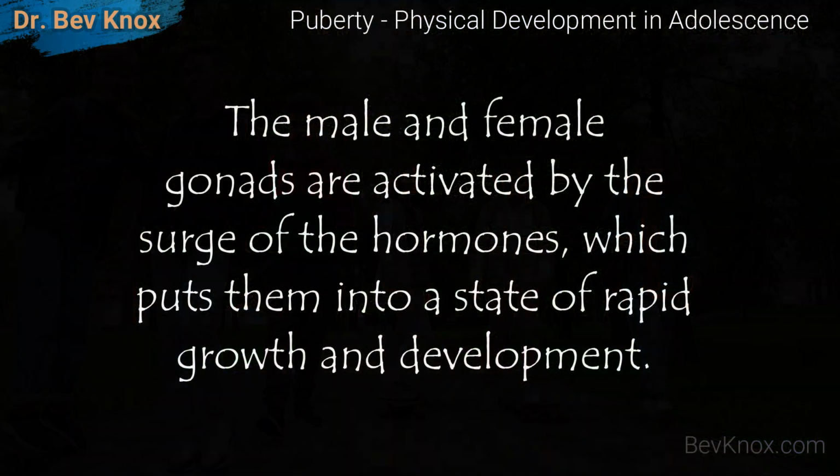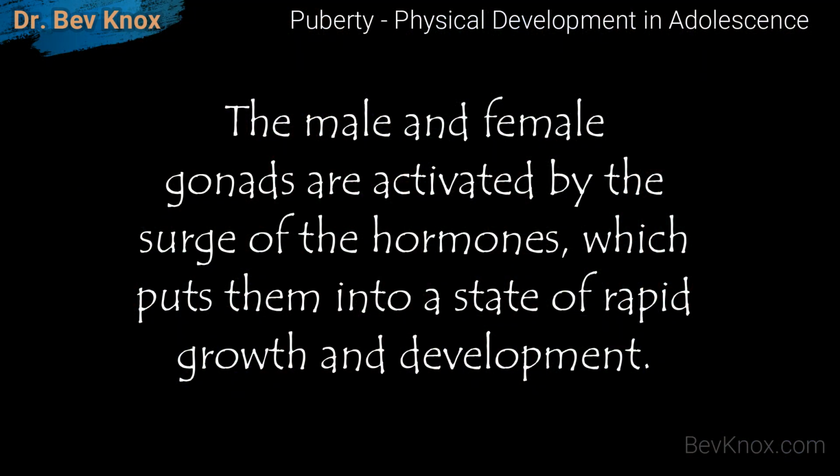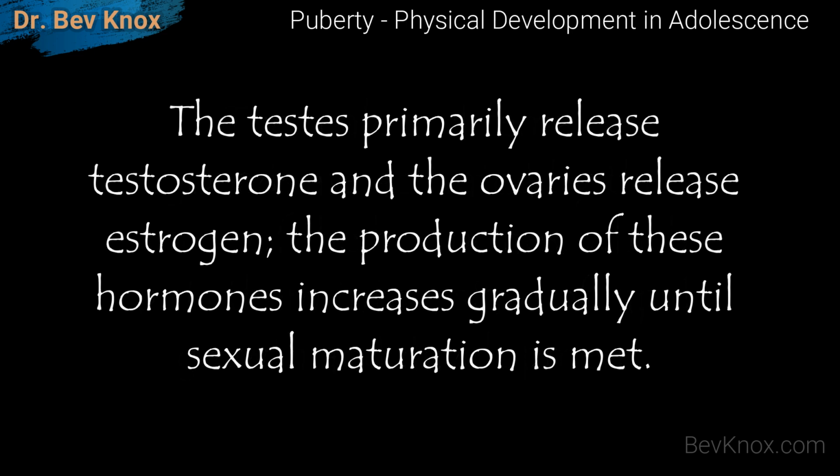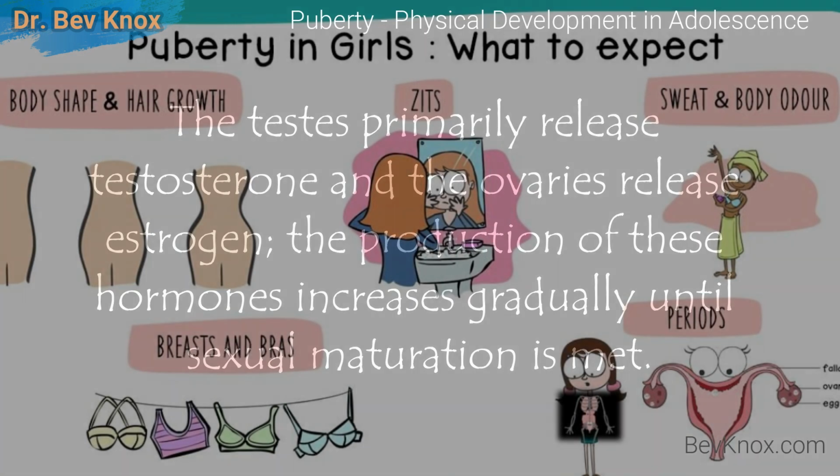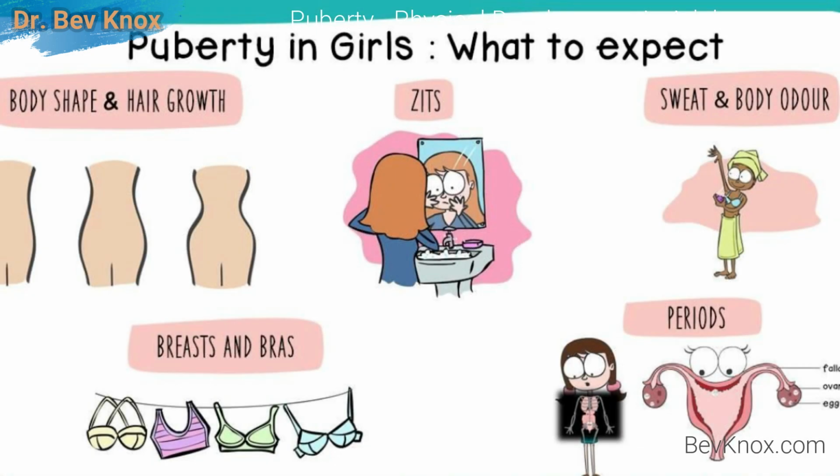The male and female gonads are activated by the surge of the hormones, which puts them into a state of rapid growth and development. The testes primarily release testosterone and the ovaries release estrogen. The production of these hormones increases gradually until sexual maturation is met. For girls, observable changes begin with nipple growth and pubic hair. Then the body increases in height and fat forms, particularly in the breast and hips.